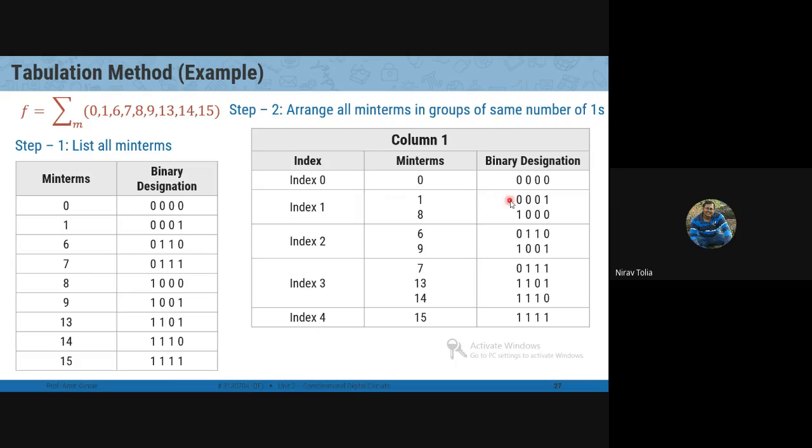In index 1, the min terms are those having the number of ones equal to 1. In index 2, the min terms are in that group which have 2 ones in the binary representation. In index 3, the min terms have 3 ones, and in index 4, the number of ones is 4.